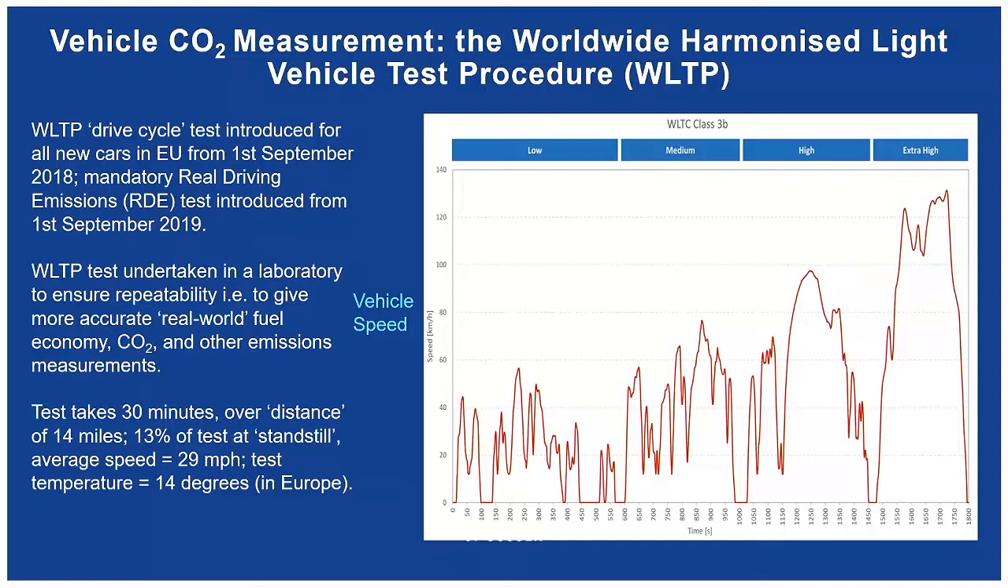It's under very carefully controlled conditions, and they measure the CO2 and other emissions, and it's used as a benchmark for a particular model of vehicle. It's not what they actually emit in real driving conditions, and to get a measure of that, they're introducing a new test in September 2019 called the real driving emissions test, the RDE test, and that will give a better measure of what vehicles really emit on the road. But this one is usually just to benchmark vehicles so you can compare across a range of different vehicles.